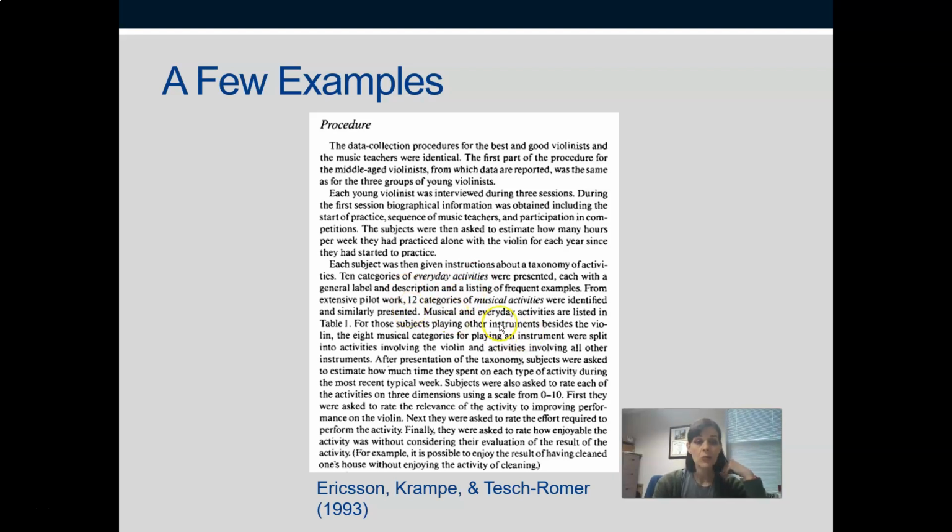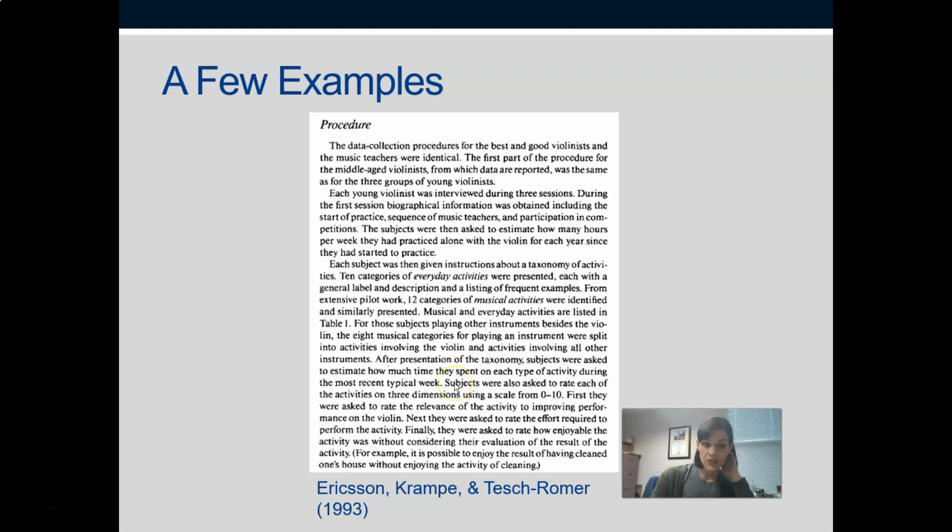From extensive pilot work, 12 categories of musical activities were identified and similarly presented. For those subjects playing other instruments besides the violin, the 8 musical categories for playing an instrument were split into activities involving the violin and activities involving all other instruments. After presentation of the taxonomy, subjects were asked to estimate how much time they spent on each type of activity during the most recent typical week.